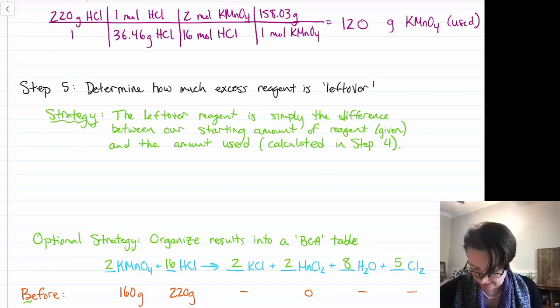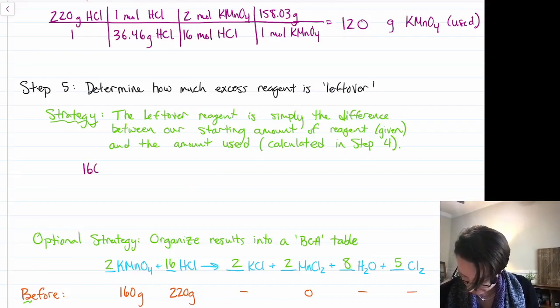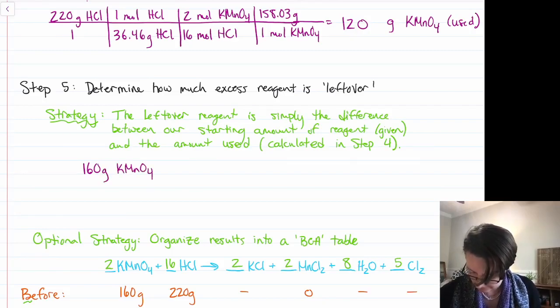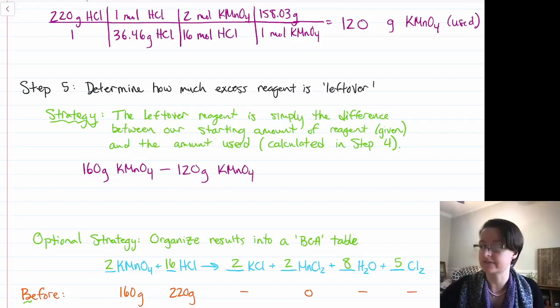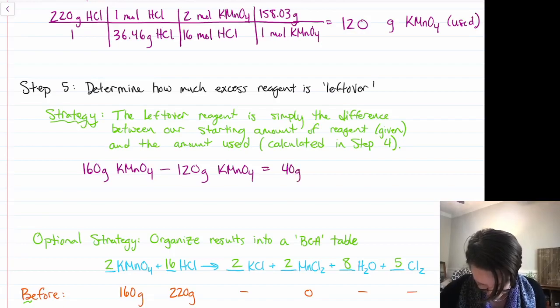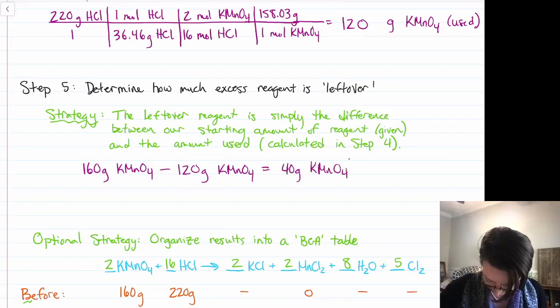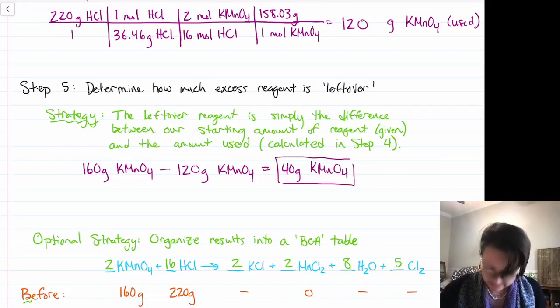And so knowing that, we can say that the leftovers is the difference between the starting 160 grams that we were given, subtracted from the 120 grams that was just used. And that gives us a difference of 40 grams of potassium permanganate. That is what is left over in this reaction and is the answer to part 2 of this question.